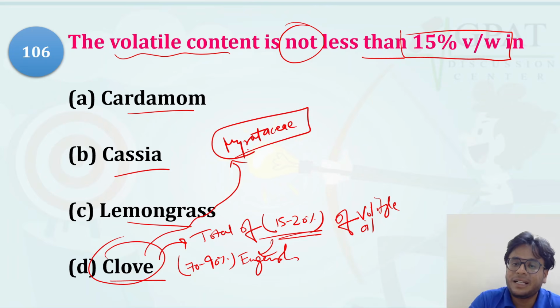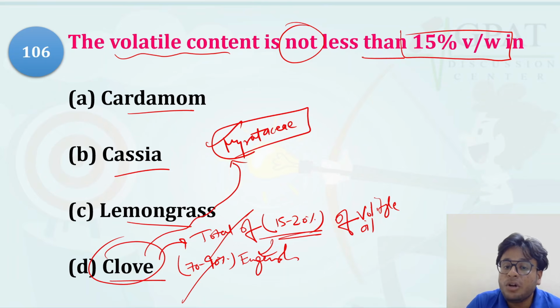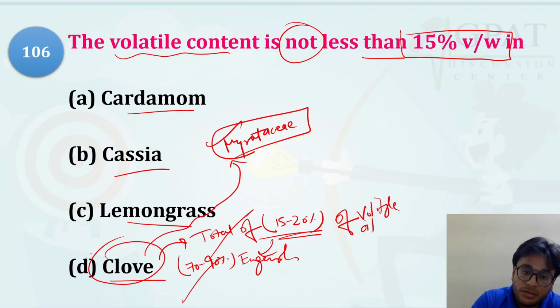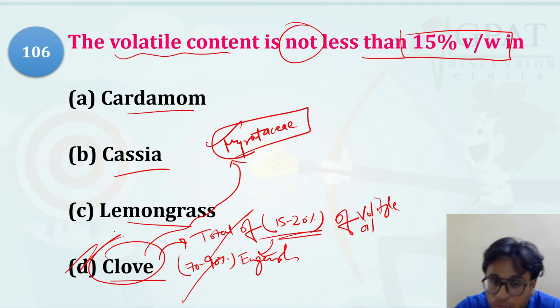Myrtaceae family. So these are other important points related to the plant clove, which has a total volatile oil content of around 15 to 20%, and eugenol concentration in this volatile oil of about 70 to 90%. So D is going to be the correct option.